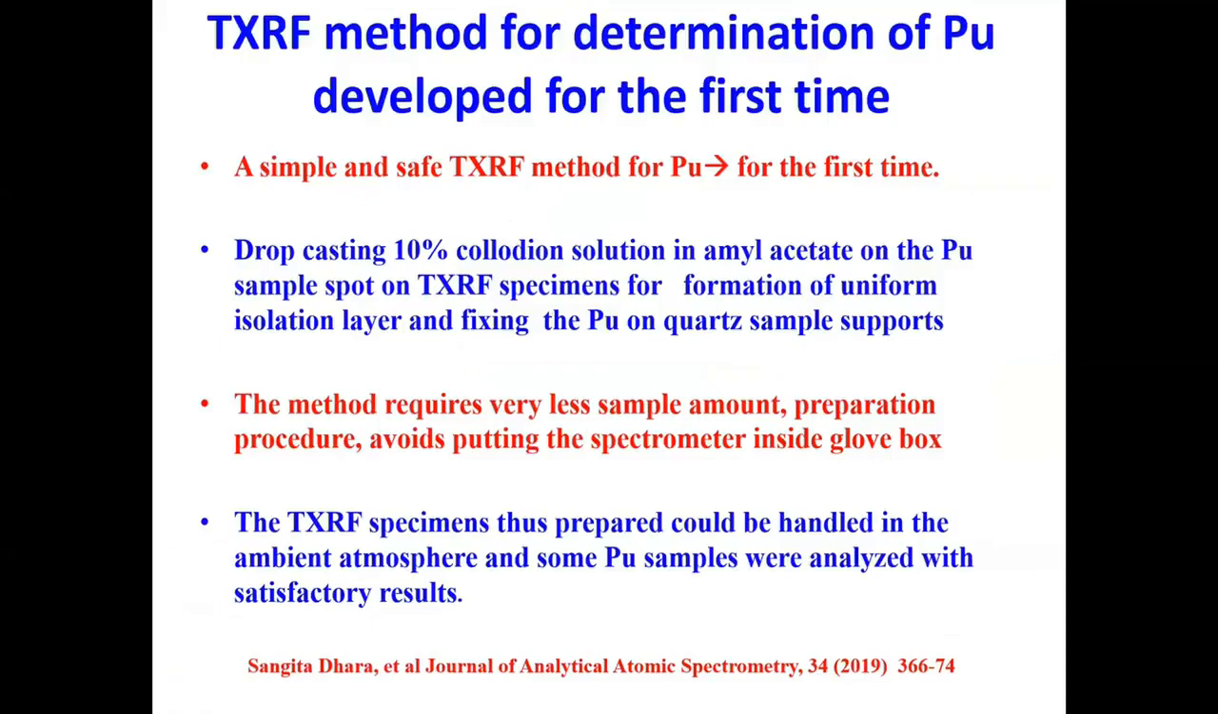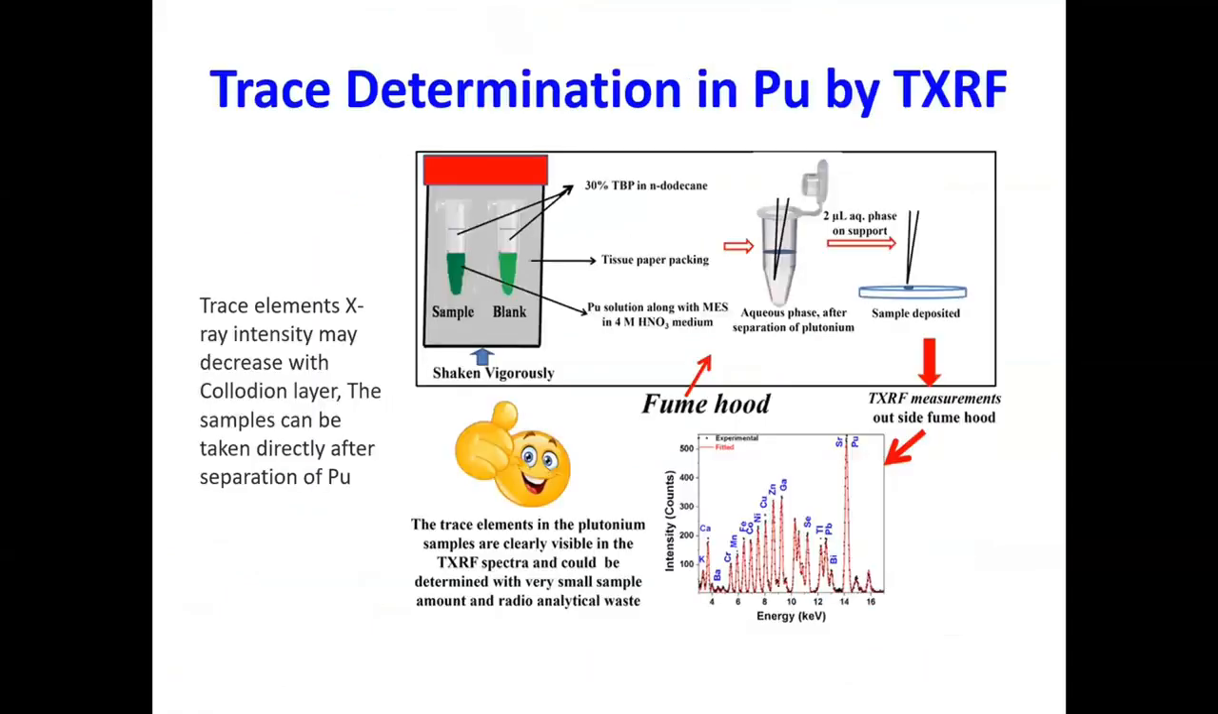Again, it was published in the JAAS in 2019. And after getting confidence with that, we applied this to trace element analysis of plutonium. Here what we did, we took a very small amount of sample, around 500 microliter, and put an extractant in this one, plutonium solution. One is blank, one is sample, and then shook it very well. And then the aqueous phase we separated. 30% TBP in dodecane was taken as extractant. And when we analyze this, the trace elements will go to that aqueous phase.